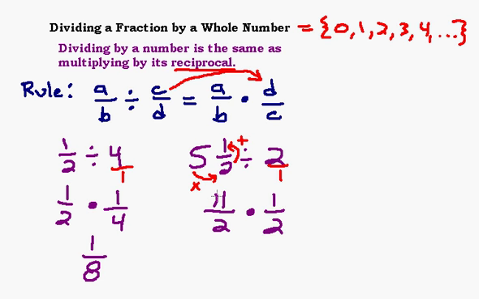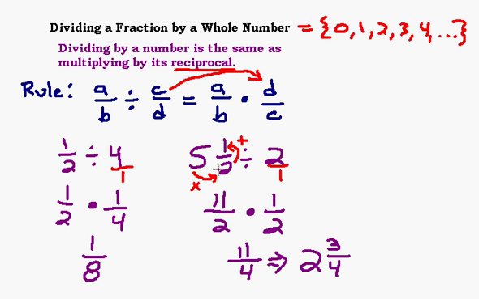Now I multiply straight across. 11 times 1 is 11. 2 times 2 is 4. In this case, I have an improper fraction. 11 is bigger than 4, so it's always good to change it to a mixed number by dividing. 11 divided by 4. Let's see. 4 goes into 11 2 times, which makes 8. 11 take away 8 is 3. 3 left over, and the denominator stays 4. So 2 3/4 would be your answer.